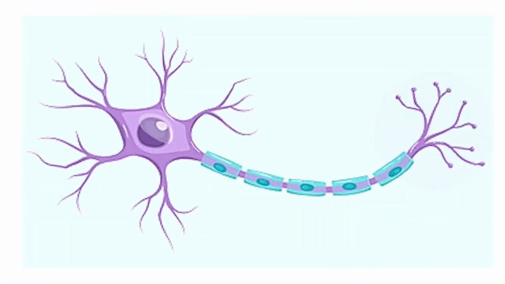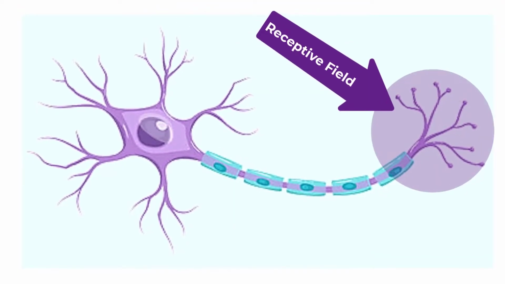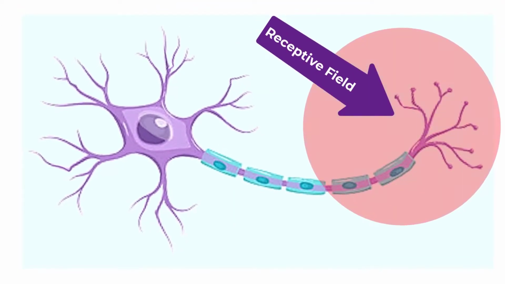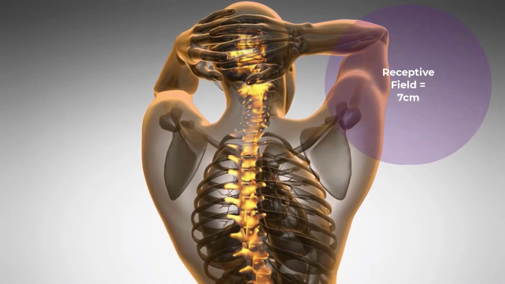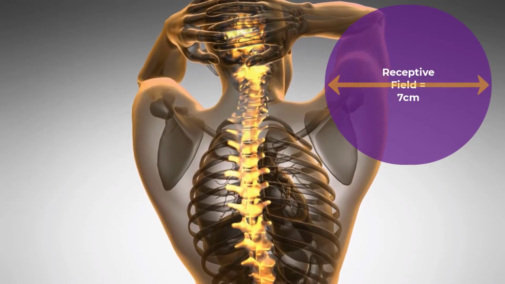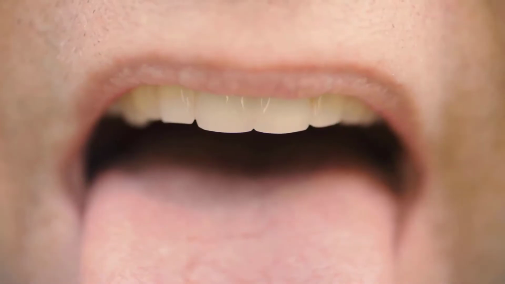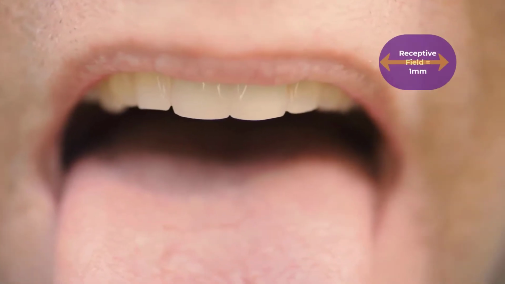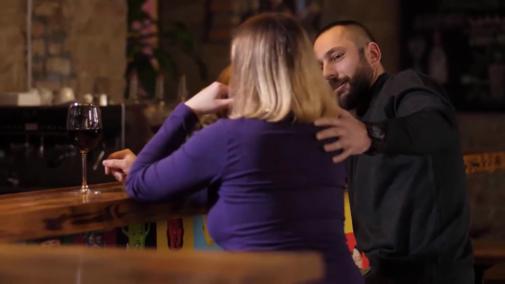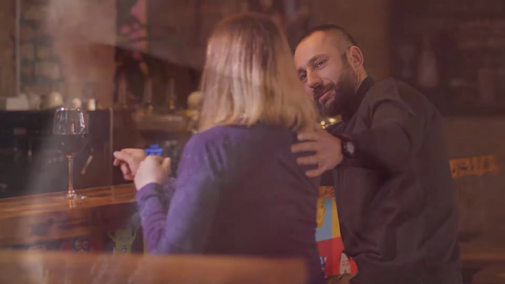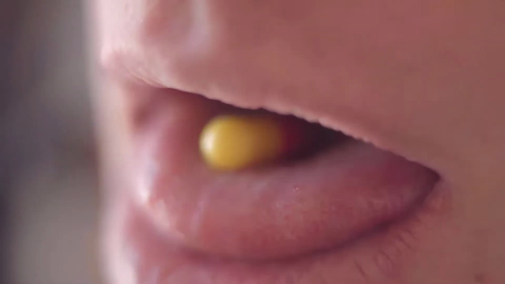The area monitored by a single receptor is called the receptive field. The larger the receptive field, the harder it is to localize the stimulus. For example, a touch receptor on your back may have a receptive field of 7 centimeters in diameter, while a receptor on your tongue may have a receptive field of less than a millimeter in diameter. As a result, we can describe a light touch on the back only generally, but we can be very precise about the location of a stimulus placed on the tongue.